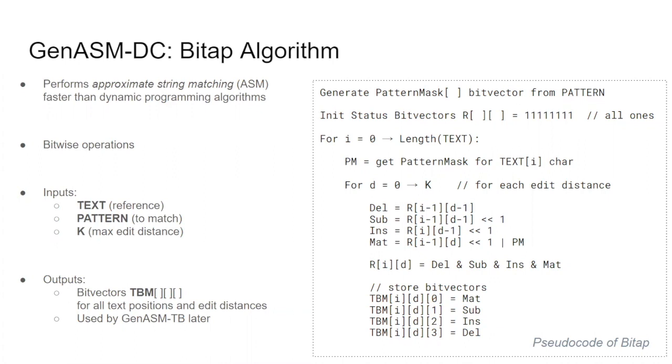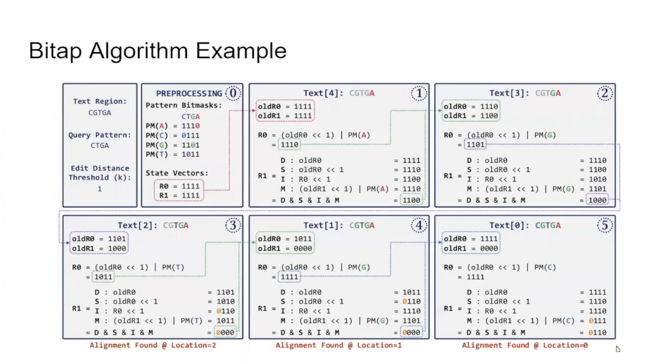It then outputs the traceback matrix bit vectors for all text positions and edit distances, which is going to be used by GenASM-TB later. So this is a simple example of how the Bitap algorithm works. The DSIM vectors are calculated through simple bitwise operations and then are stored in the traceback matrices for further use.